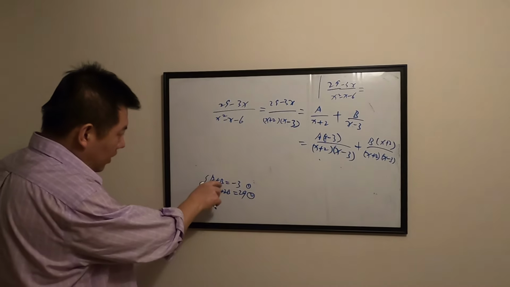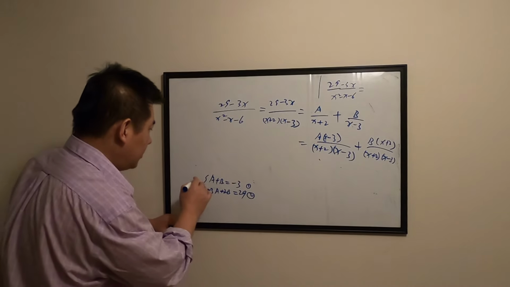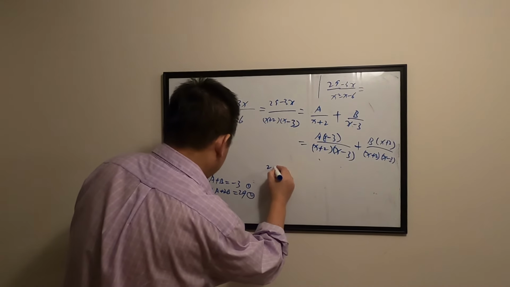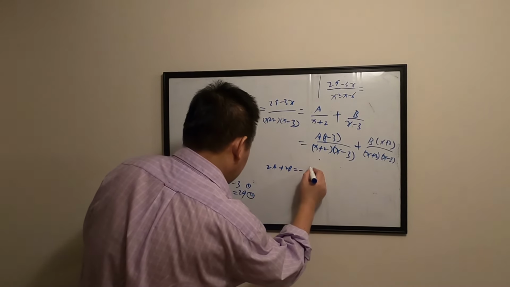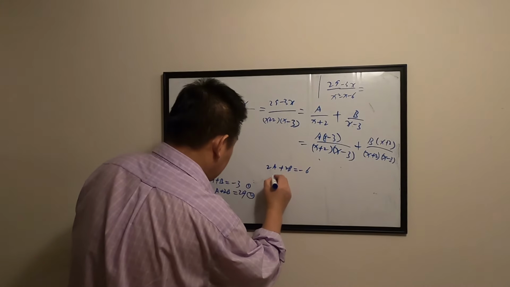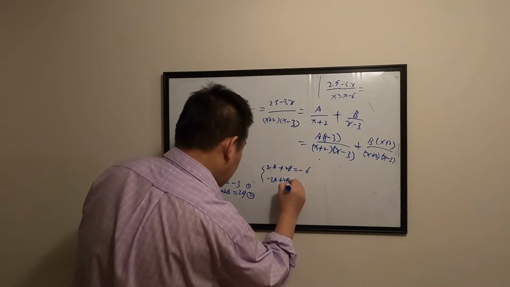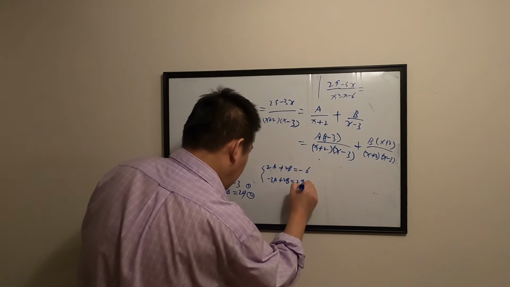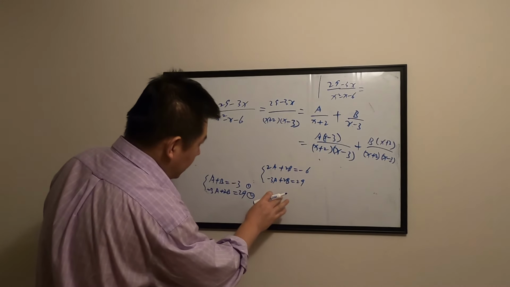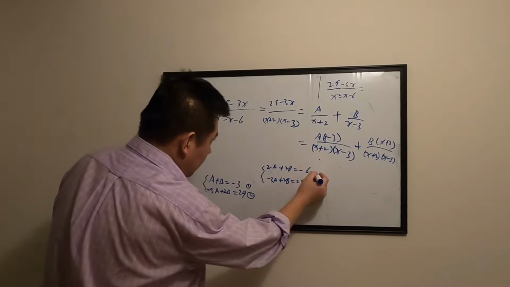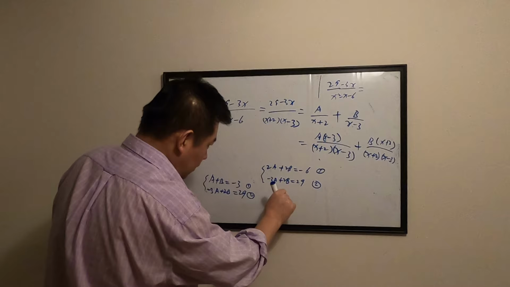Okay, so this part we call equation 1, equation 2. Okay, equation 1 here, on both sides we multiply by 2 to cancel B. So we make equation 1, equation 2, equation 1 minus equation 2.